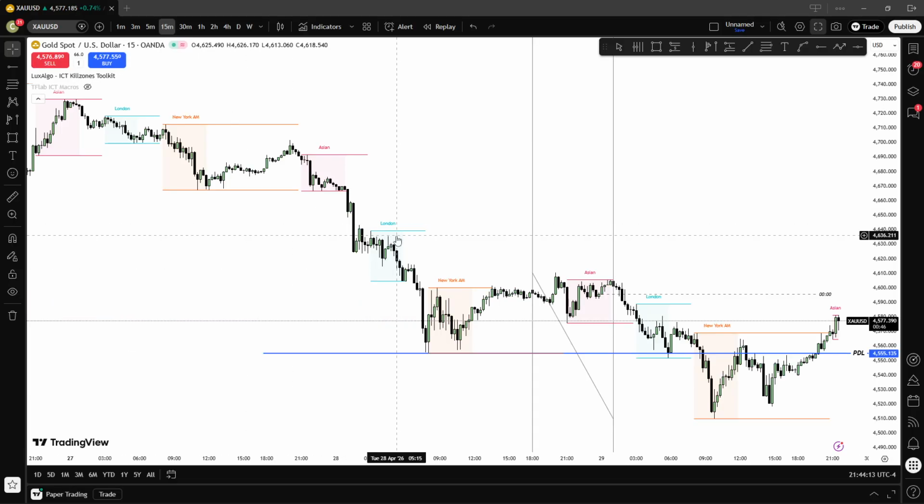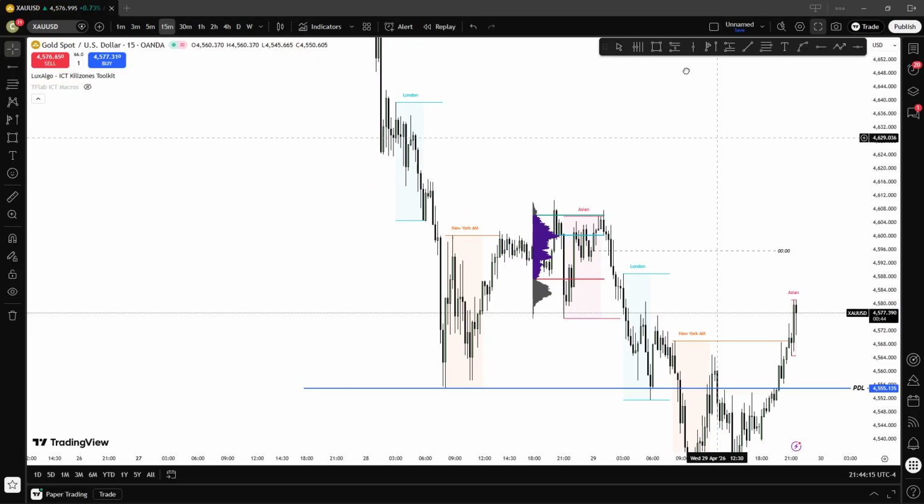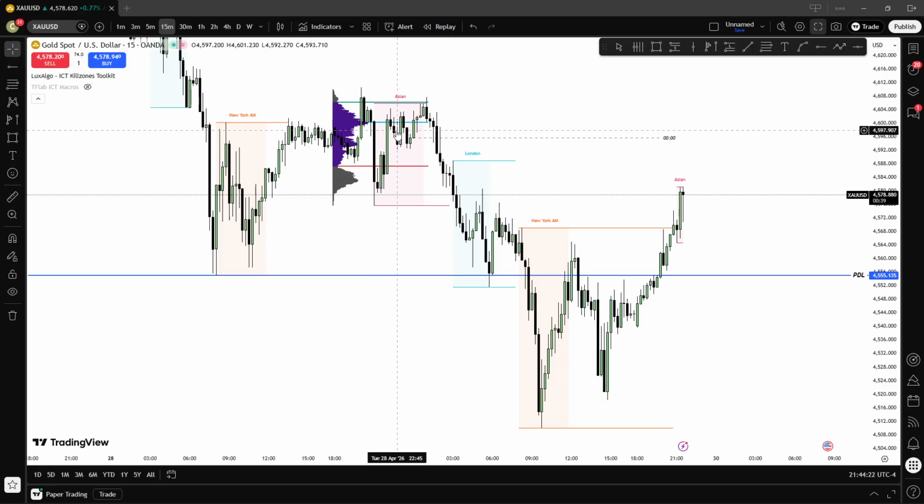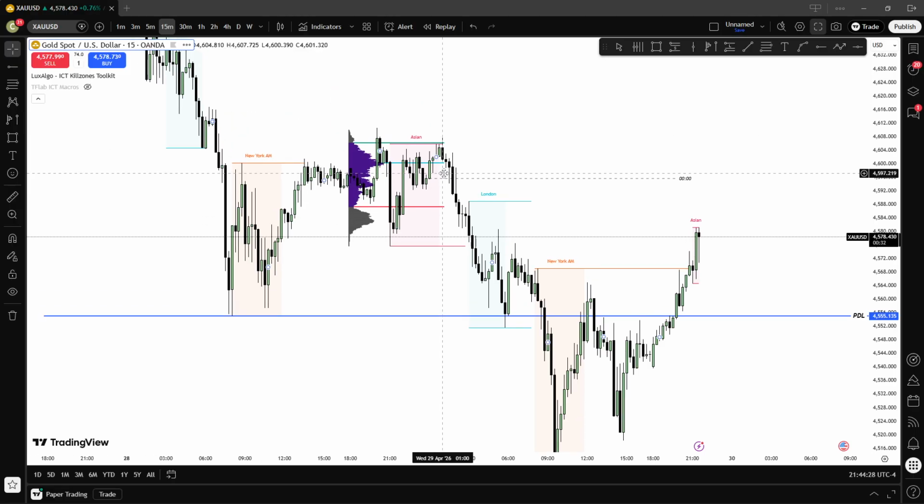So we go to the 15-minute chart. I waited for the Asia session to complete. I didn't trade it. I didn't do anything in the Asia session, but I waited for the opening of London at 3 a.m. Eastern time.